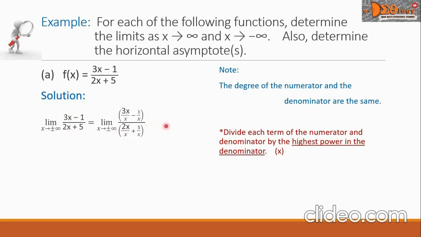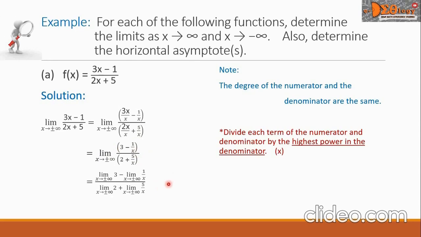Now, let us simplify each of the terms. So the 3x over x now becomes 3, minus 1 over x will just be the same. In the denominator, the 2x over x is 2, plus 5 over x has no change. Now let us take the limit of each of the terms in the numerator and in the denominator. So we will have this expression.